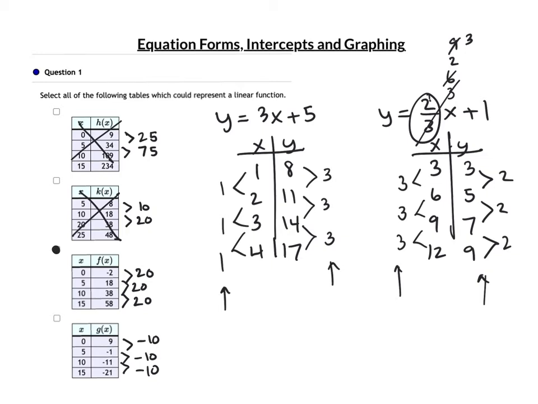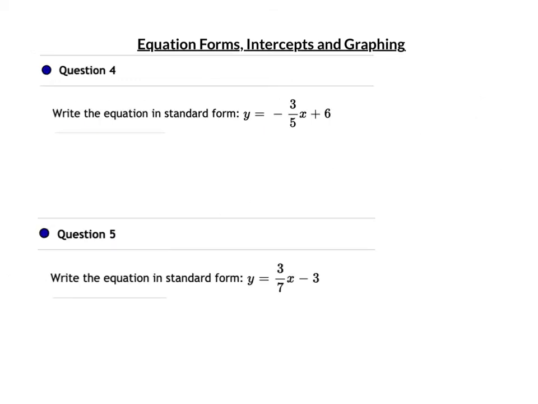And for the last table, I'm decreasing by 10 every time. I can add negative 10 every time. That's perfectly okay. So these two here are linear because both the x's and y's change by a constant. For question 4 and 5, I didn't do all these. I picked certain ones for examples. We're going to do standard form. That's ax plus by equals c.